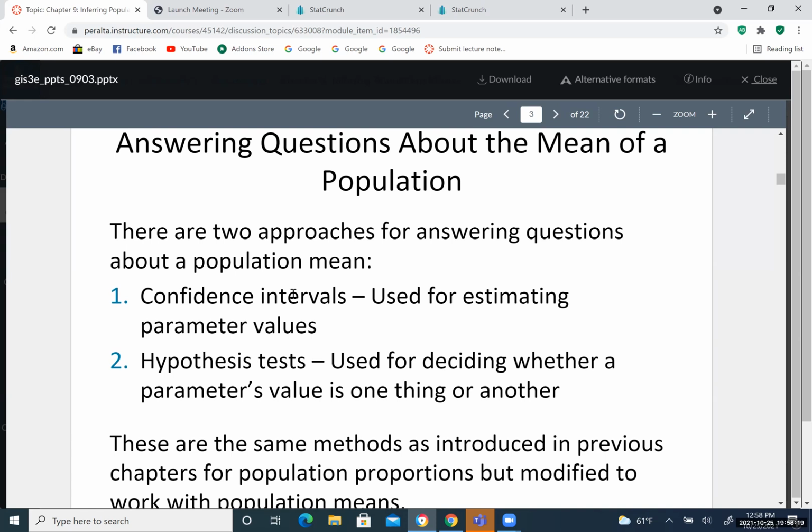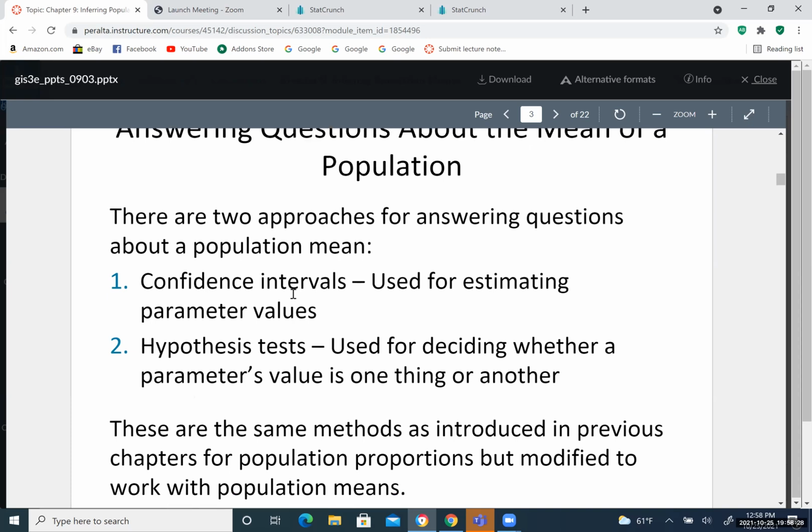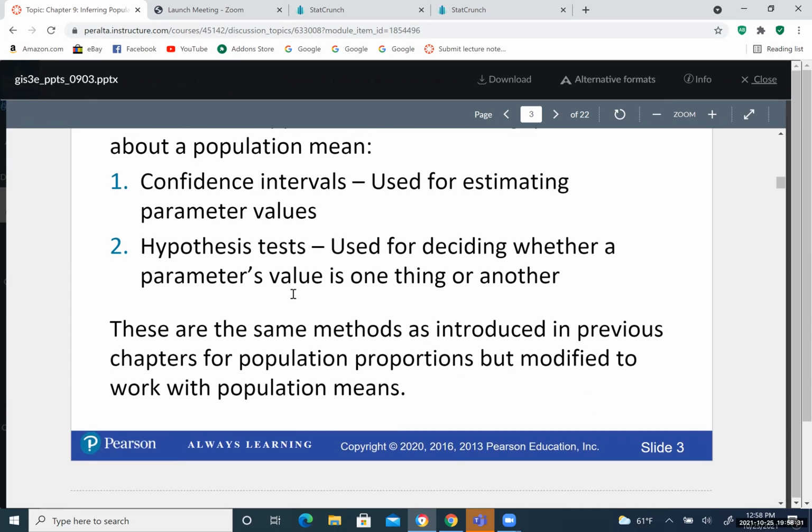So here we're answering questions about the mean of the population. There are two approaches for answering this question about the population mean. One, you learn how to compute confidence intervals, used for estimating a parameter's value. The parameter here is mu, another word for the population mean. Two, we do hypothesis tests, which we use for deciding whether a parameter's value is one thing or another. We reject or do not reject the null hypothesis. You learned hypothesis tests in chapter 8, right?